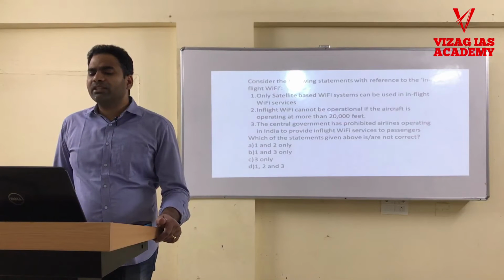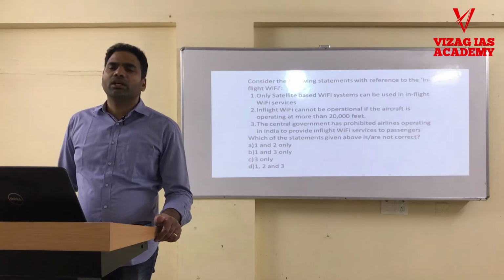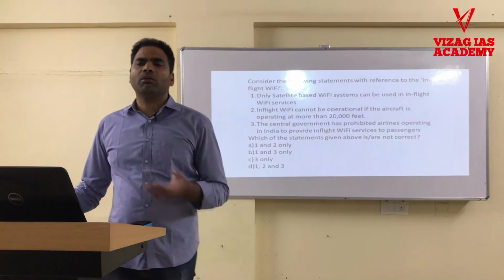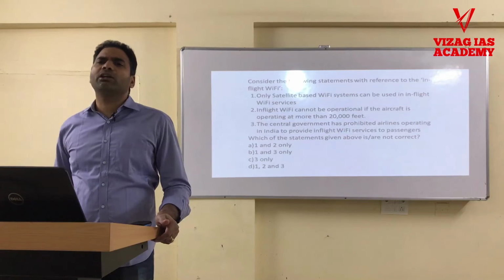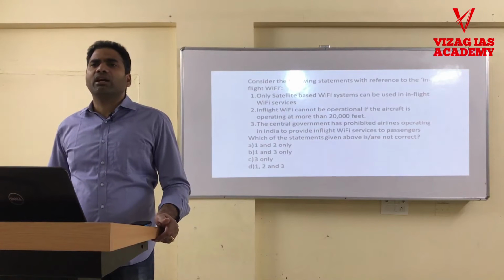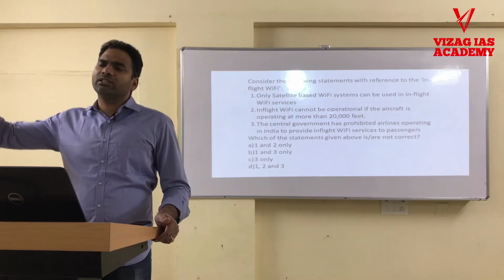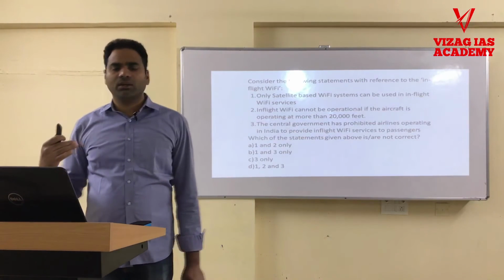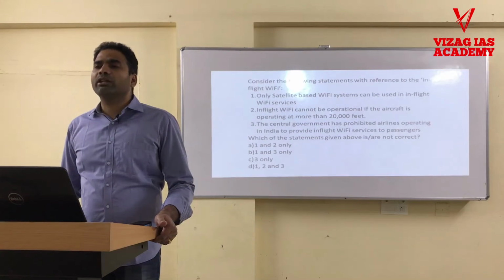Only satellite based Wi-Fi systems can be used in in-flight Wi-Fi. No, they actually have two receivers, one on top and another on the bottom of the aircraft. Whenever they are at the lower altitude, they get the signals from the towers at the ground. And when they are at a distance far away, unreachable from ground towers, they will take the signal from the satellites.